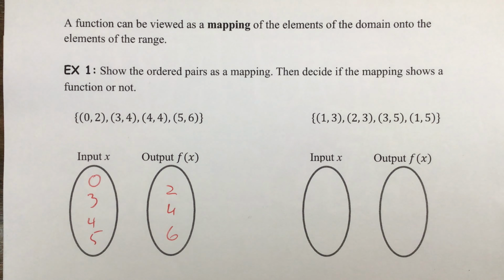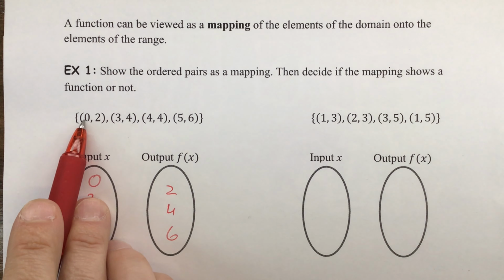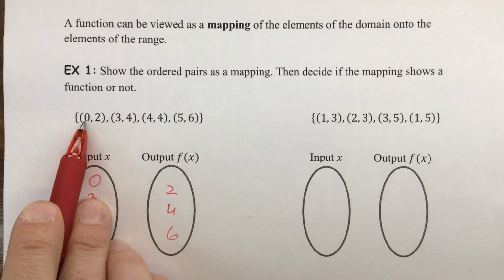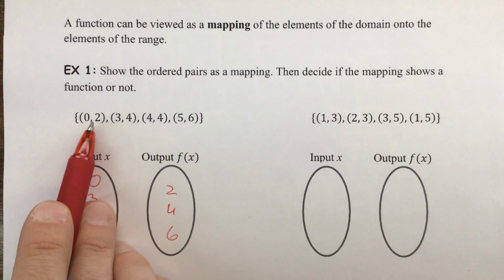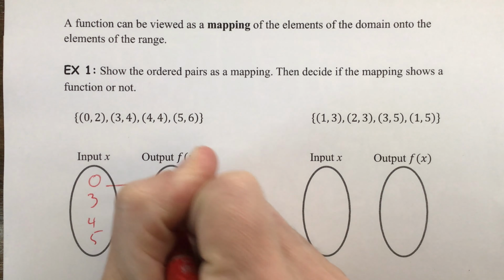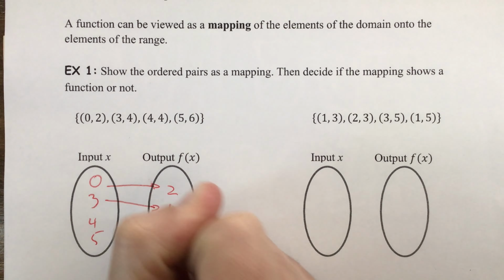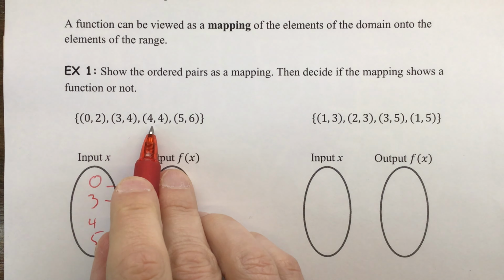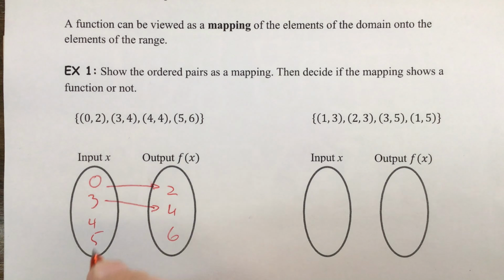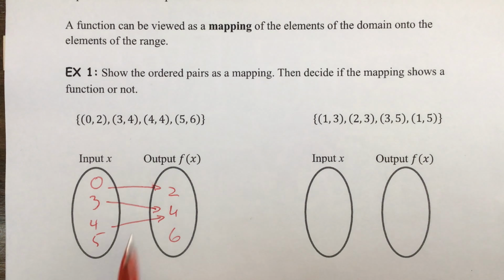What the mapping is going to do is show how the inputs go to the outputs. So 0 as an input, if you put 0 into the function, it's going to give you back 2. If you put in a 3, you're going to get a 4. As well, if you put in a 4, you also get back a 4. If you put in a 5, you get a 6. So every element in the domain goes to some value in the range.